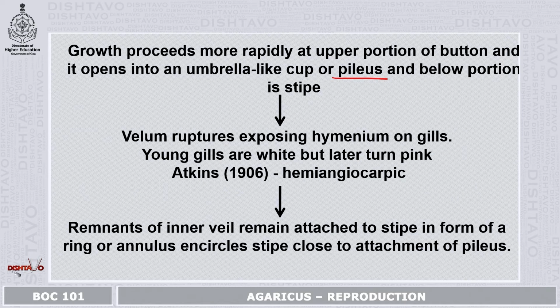According to Atkins in the year 1906, he called the development of the basidiocarp hemiangiocarpic. Students, hemiangiocarpic means that the hymenial layer is initially enclosed by a membrane, but on maturity, it becomes exposed. Now, at the same time, the velum which is covering the button mushroom, as the mushroom increases in size, breaks open and the remnants of that velum remain attached to the stipe, forming the annulus.